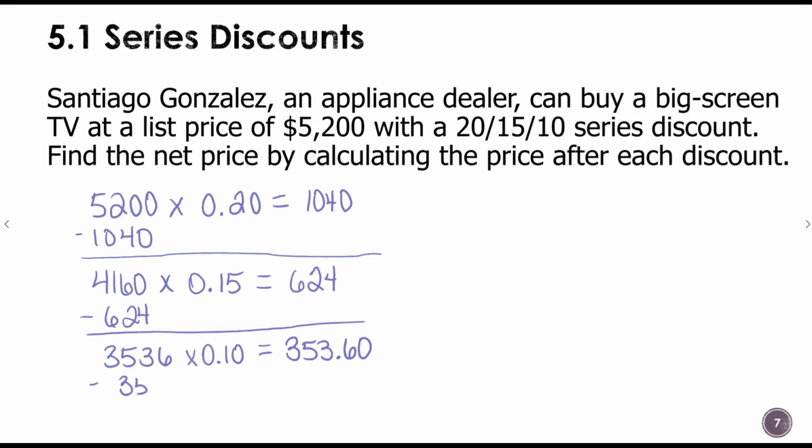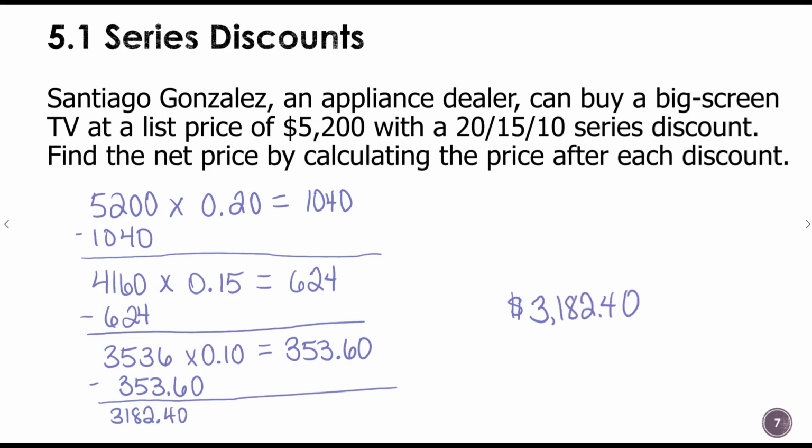So we're going to subtract the 353.60, and then that's going to give us, let me go ahead and put that line all the way across, that's going to give us our discounted amount, our net price, which is, I'm going to write this in here too, it's $3,182.40. All right, so that is that amount.